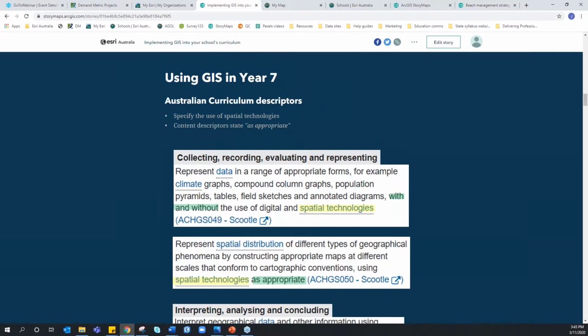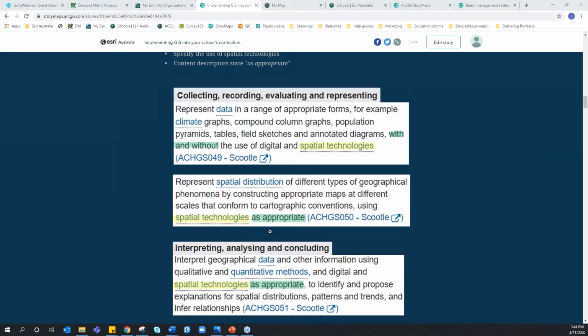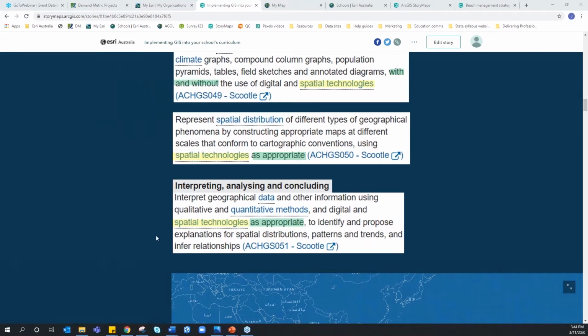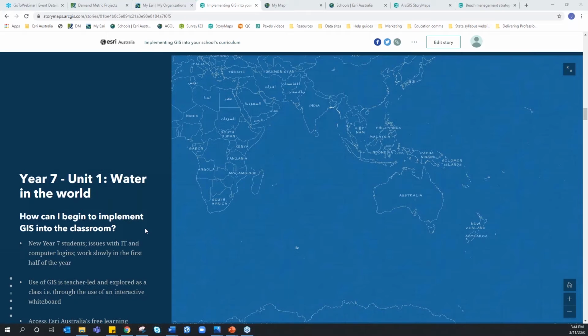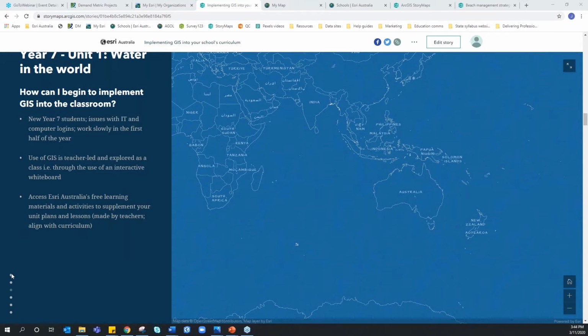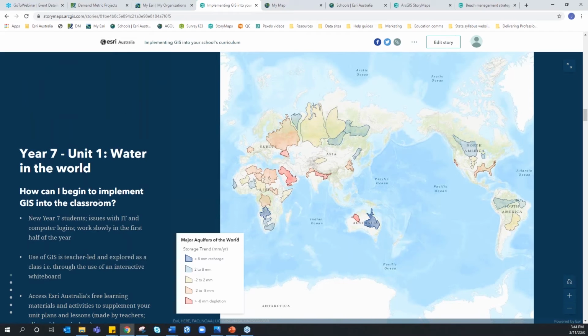So, using GIS in year 7, we'll start jumping into some specific examples for the junior years. Just to recap, the curriculum does specify the use of spatial technologies. It does mention that you can explore things with and without spatial technologies and use them as appropriate. So again, we have that level of freedom. I think that's important to note when we begin looking at it in the senior years. And I'll just jump to, there we go.